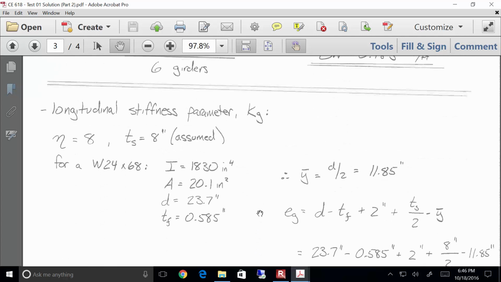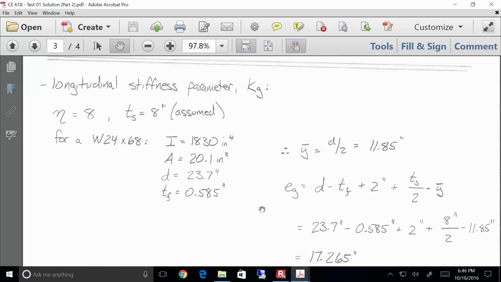All right, next, live loads. We need to do a longitudinal stiffness parameter. Again, you didn't need to compute the area. You didn't need to compute the moment of inertia. It was given to you in the table. It's just 1830 and 20.1. Now the centroid, because it's doubly symmetric, is just half the depth. So if this is the depth, half that's 11.85. That's where the centroid is. So you didn't even need to go through and do all the tabular calcs and everything. You could do all this by hand.